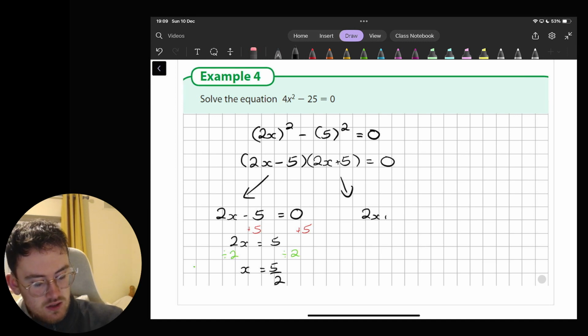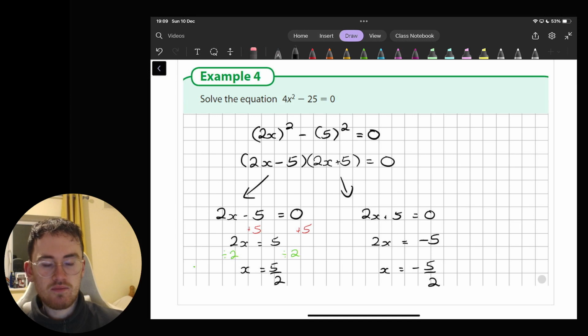And same thing here, 2x plus 5 equals 0. Very similar steps to the last one. Taking 5 from both sides, and I can divide by 2. My two answers are 5 over 2 and minus 5 over 2.